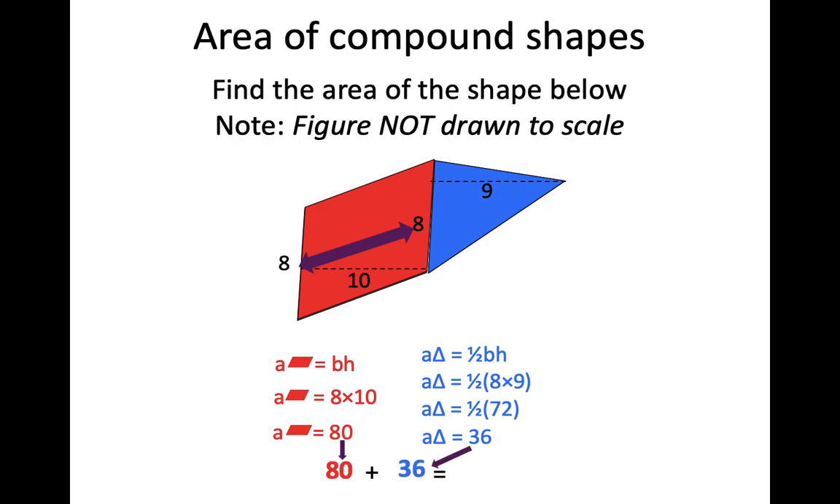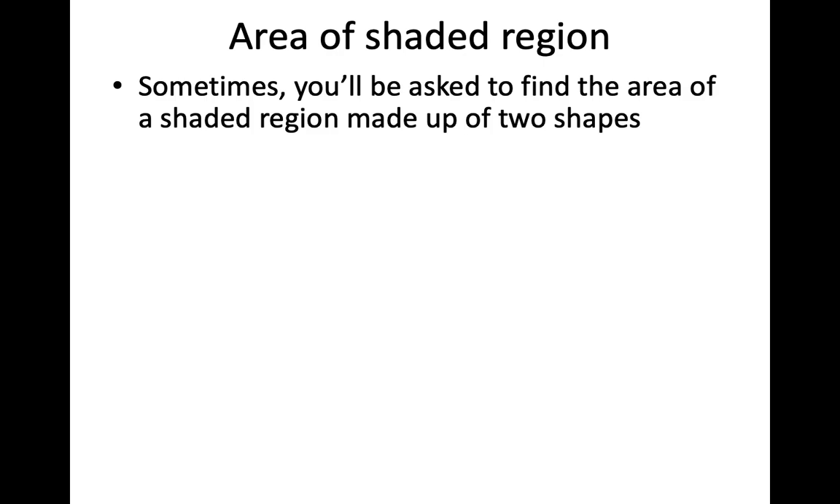So if I add up my 80 and my 36 together, this whole shape together would equal 116 square units. So that's how you do a compound shape. You have to add up two different shapes. Sometimes, however, instead of having to add up shapes, you may have to subtract shapes if you want to try to find the area of a shaded region.